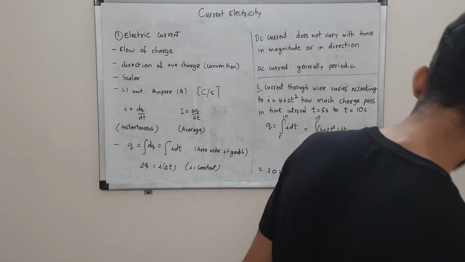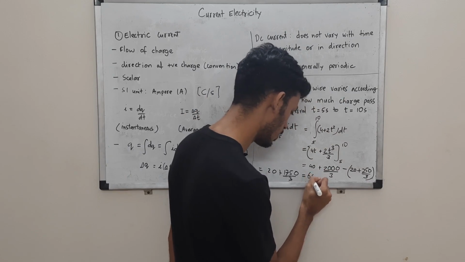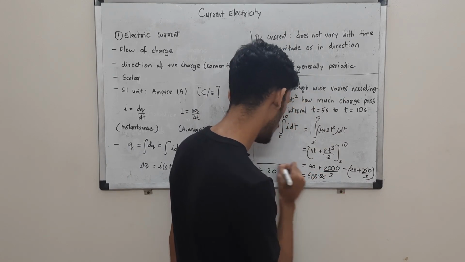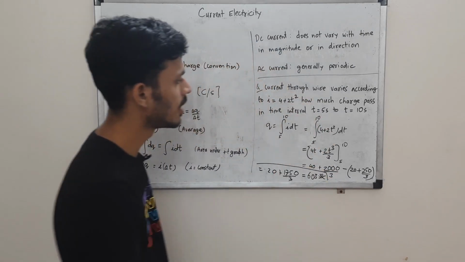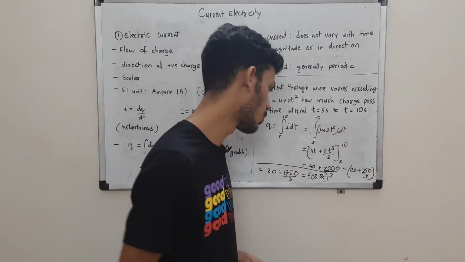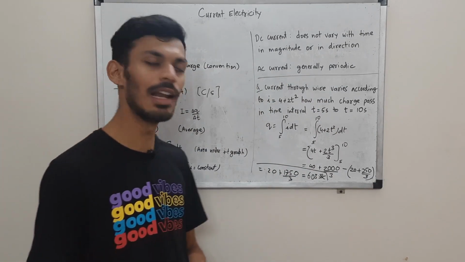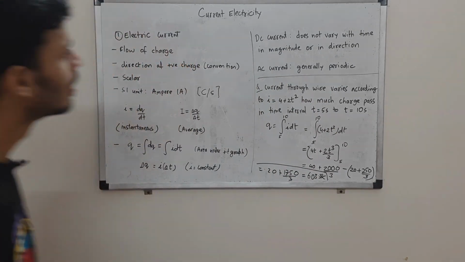If we solve this further, what will we get? Let's check it. The answer over here is 603.33 coulombs. Of course, everything is in SI units. The current is in amperes, then this is in seconds, so your charge will be in coulombs. This is the answer that you get. Over to the next section.